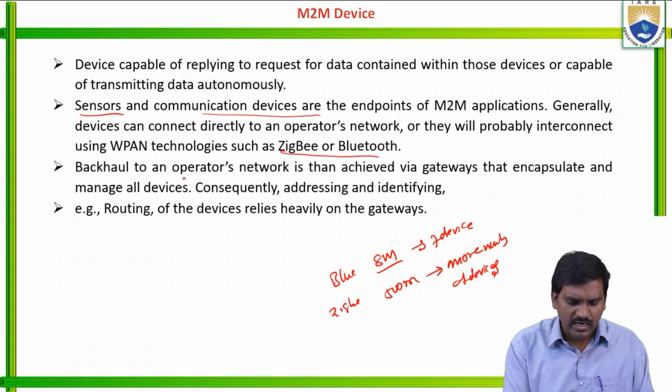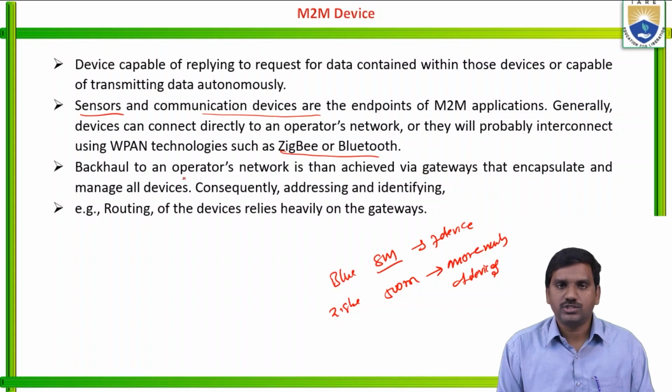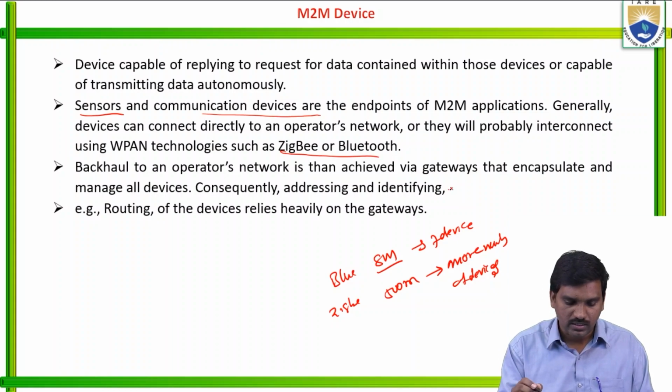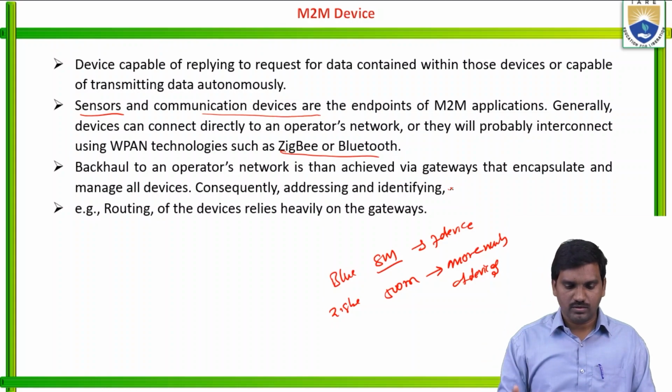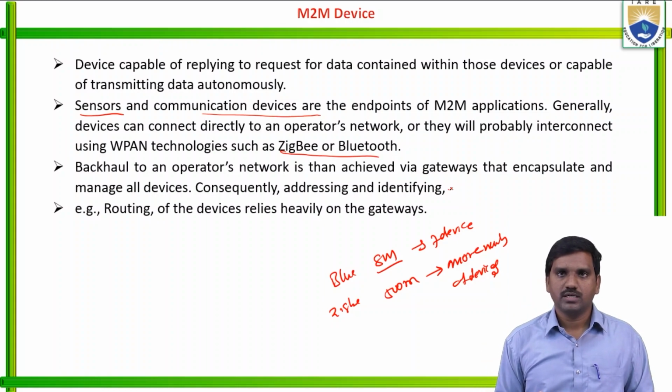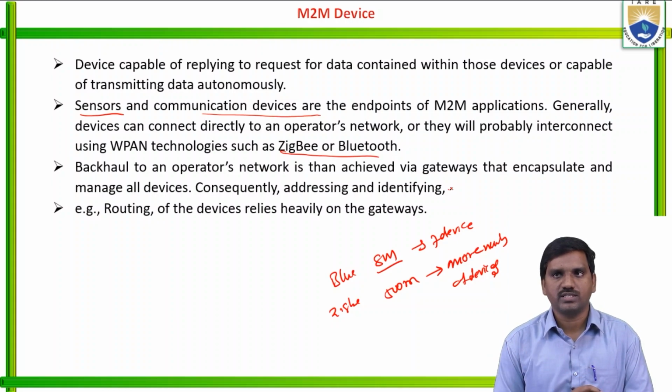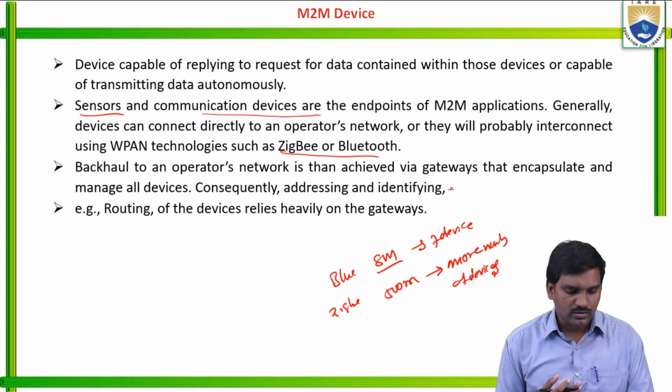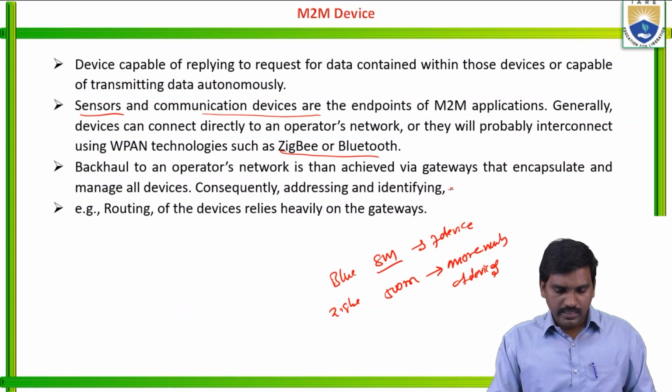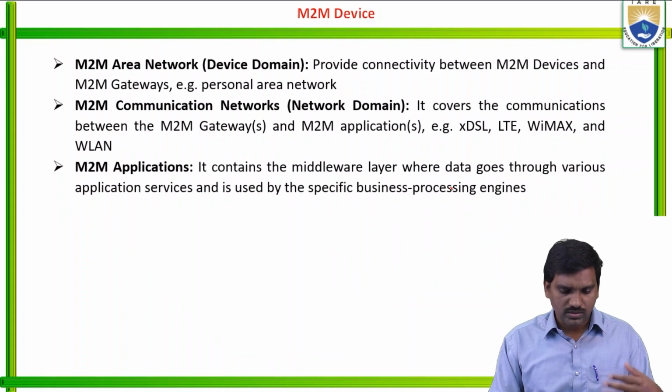So backhaul to the operator's network is then achieved via gateways that encapsulate and manage all devices, consequently addressing and identifying the devices. For example, routing of the devices relies heavily on the gateways. So these are some M2M device points. The devices are capable of relaying requests for the data contained within them, and capable of transmitting data autonomously.